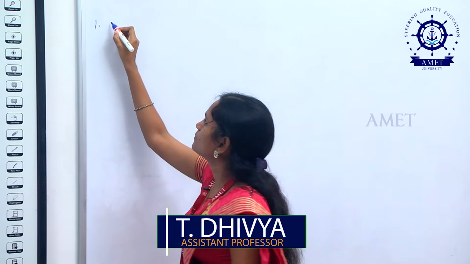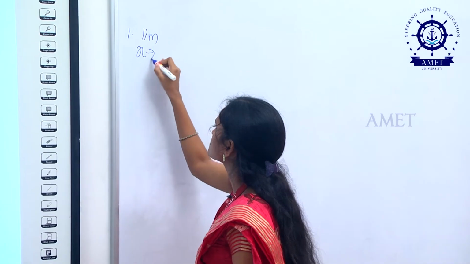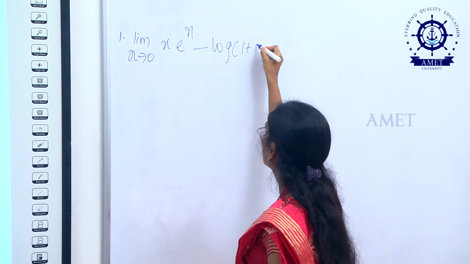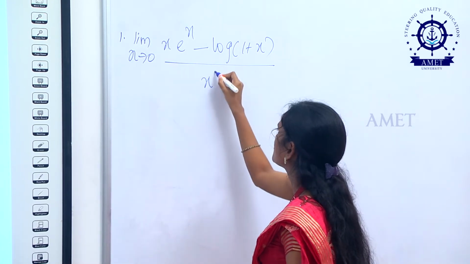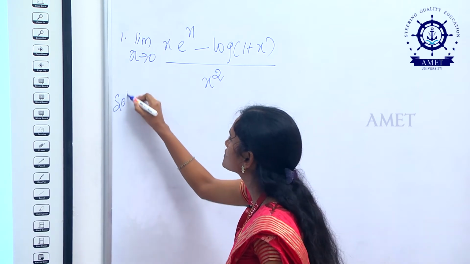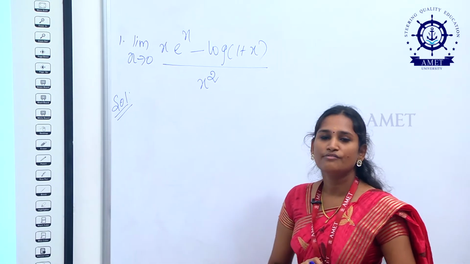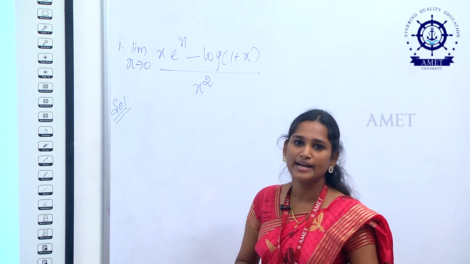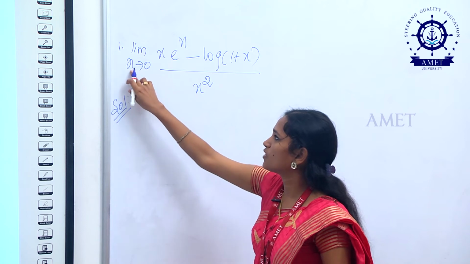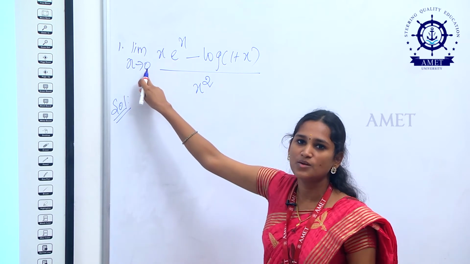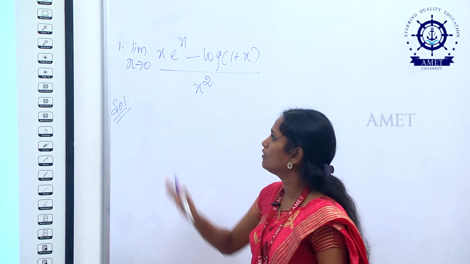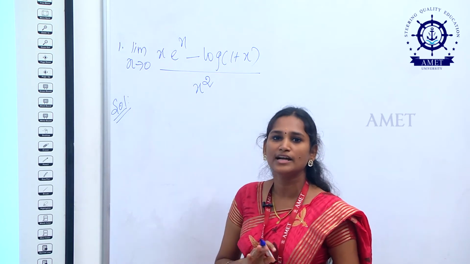So which type of form we have to discuss. The problem is: limit as x tends to 0 of (x e^x - log(1 + x)) divided by x squared. Now we have to start with the solution. First, we have to identify the type. We substitute the limit value, x equals 0, in the numerator and the denominator.